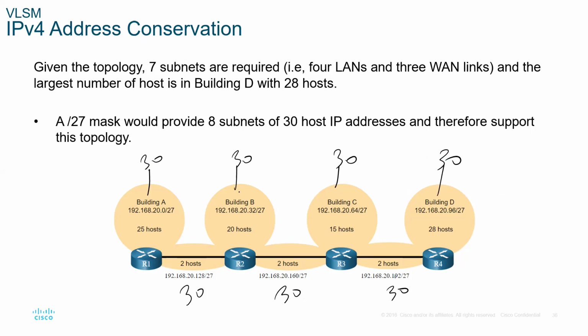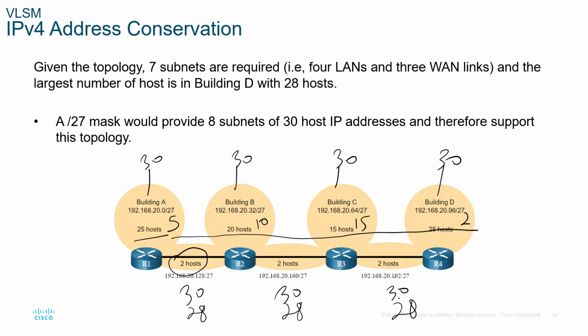The problem is, like I said before, for this one you have wasted 5, 10, 15. These numbers are reasonable. But for these WAN links, instead of having only 2 addresses, you've wasted 28, 28, 28. And you have to pay for these addresses. When you pay your service provider, you are paying because you are using these addresses. So when they are being wasted, that's a problem. I think that is what is being demonstrated here.